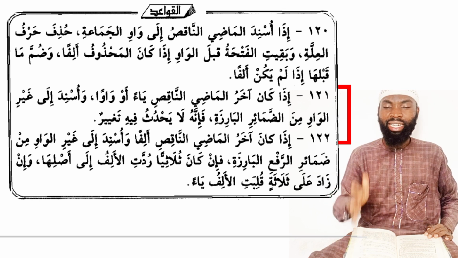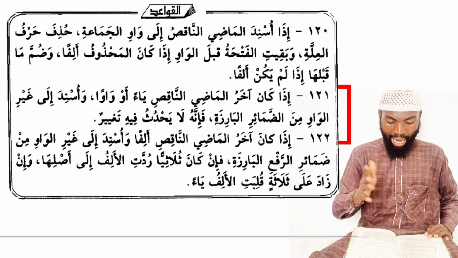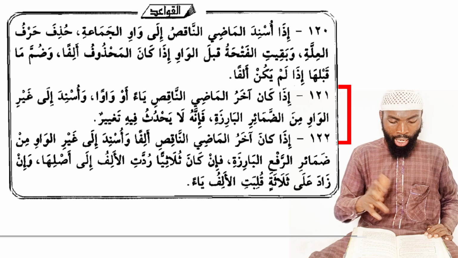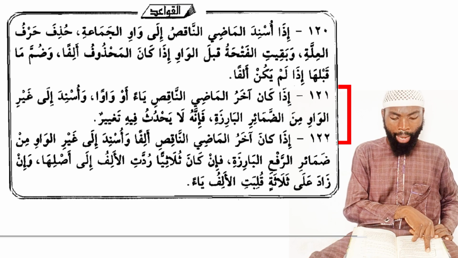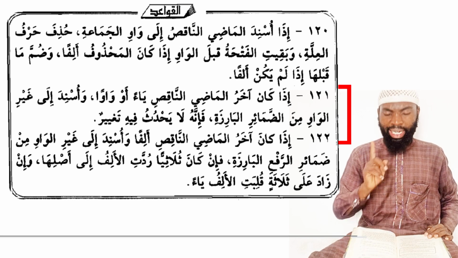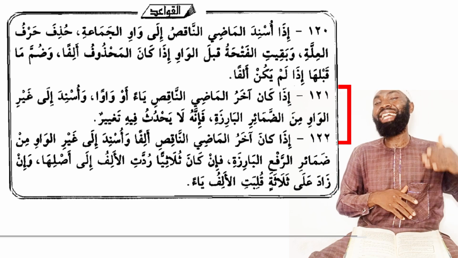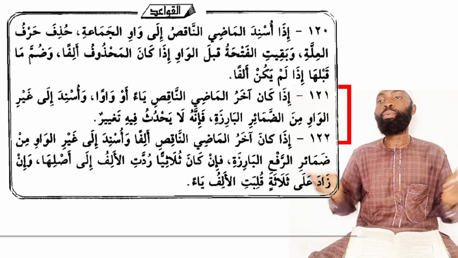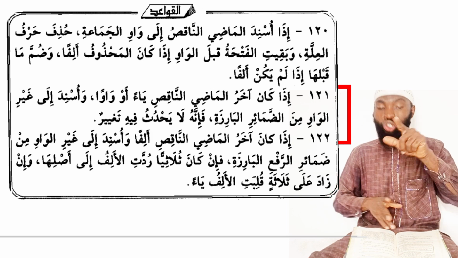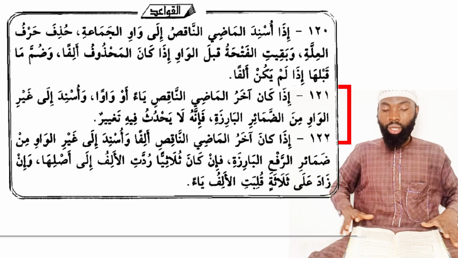The next rule says إذا كان آخر الماضي الناقص ياء. If the last letter of a past tense verb is ya, أو واو, or it is wa, وأسند إلى غير الواو من الضمائر البارزة فإنه لا يحدث فيه التغيير. And this verb is attributed to any of the pronouns as long as this pronoun is not wa, then no changes will occur.